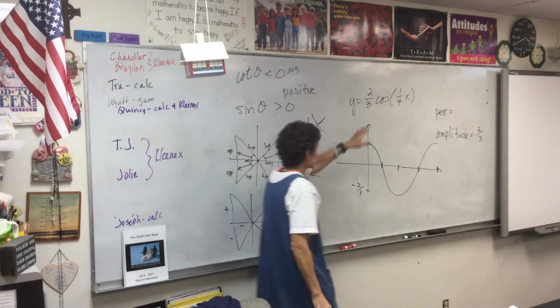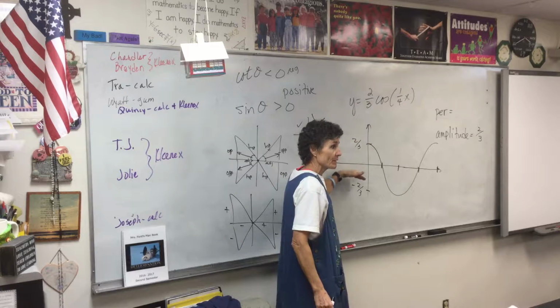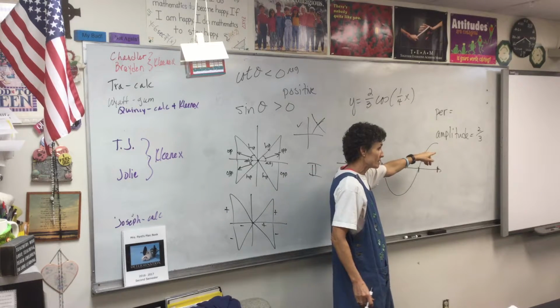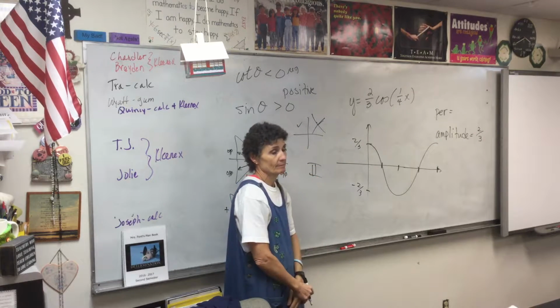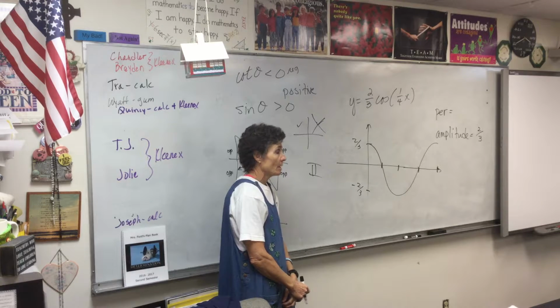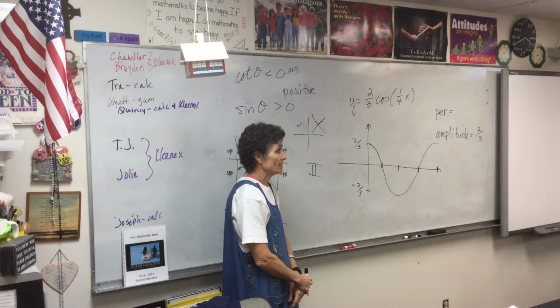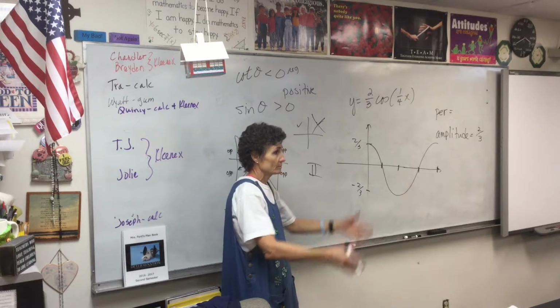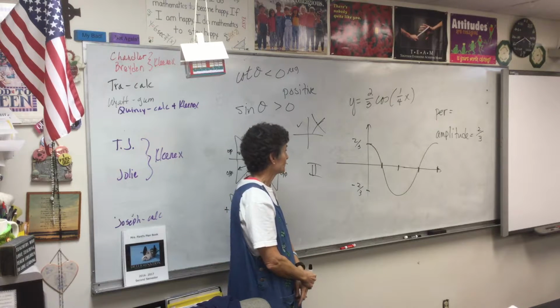If there were a 6 out here, then you would make these 6s, right? And then the amplitude would be 6. The amplitude is just how tall it is. Those are sound waves. What happens when you turn up your amplifier? It's higher. The waves get higher, increases the amplitude.